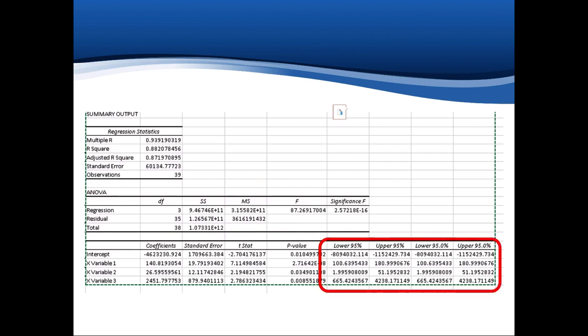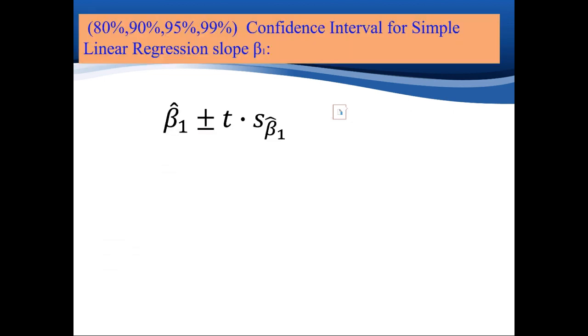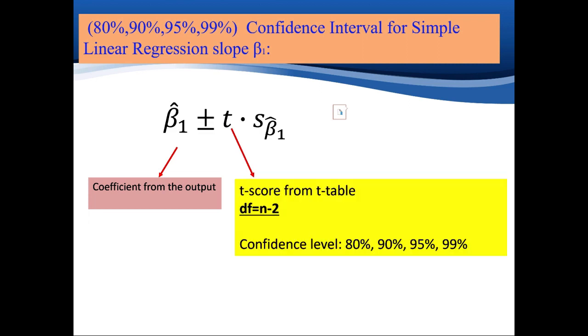Now, let's see how to calculate the confidence interval for the slopes. The confidence interval for the simple linear regression slope beta 1 is this, where beta 1 hat, which is the coefficient from the output, plus minus the t-score in the t-table. Degrees of freedom equals n minus 2. Then for the column, we look at the bottom of the t-table: the confidence level, 80%, 90%, 95%, or 99%. The crossing is the t-score. Then times S of beta 1 hat, where S is the standard error from the output.